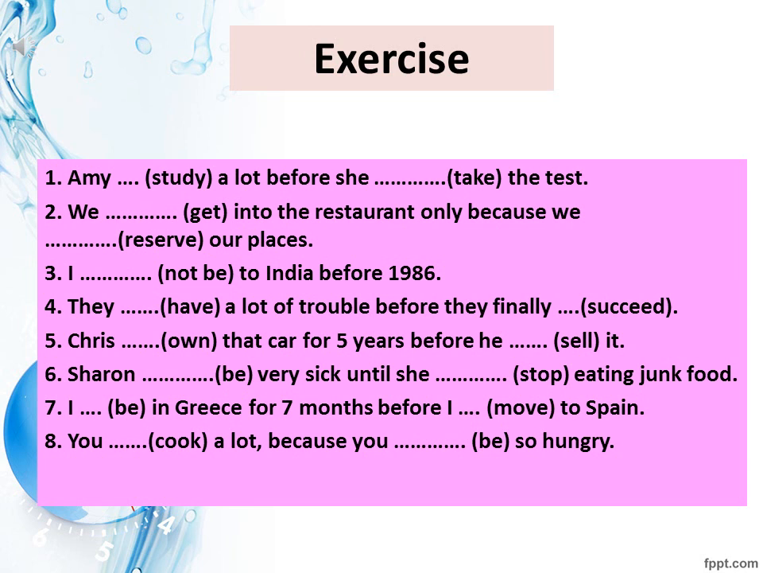Number 2, we get into the restaurant only because we reserve our places. يعني دخلنا إلى المطعم فقط لأننا حجزنا أماكننا مسبقا. 3, I not been to India before 1986. Here we have a specific time in the past وعندنا حدث وقع قبل هاد time. So not be, here we have negative, هنستعملو negative form.